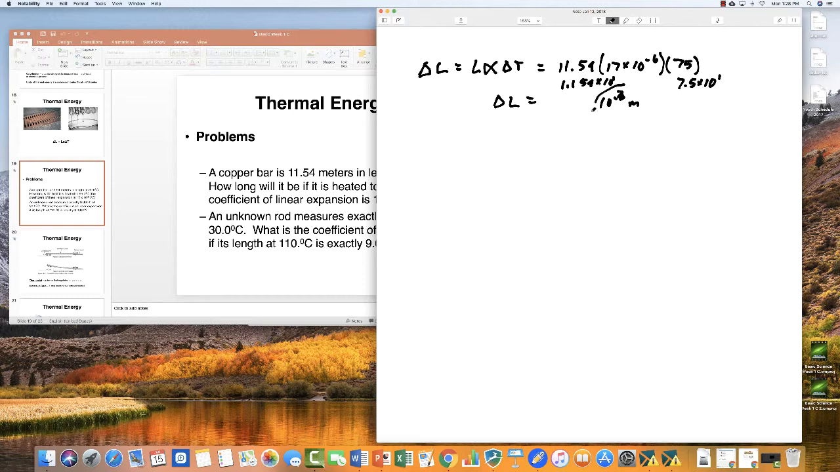And obviously, it's not going to change the length a great deal, but it will change the length. And if you had a situation where this rod or bar was in a tight space, it could warp, or it could cause cracking or whatever.